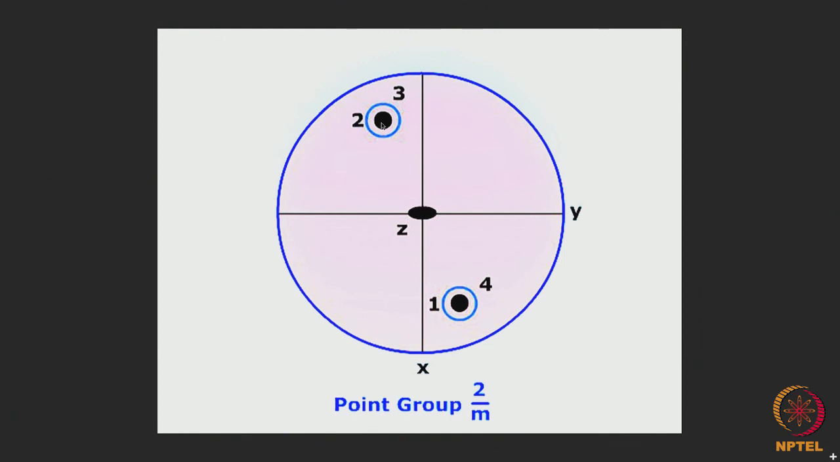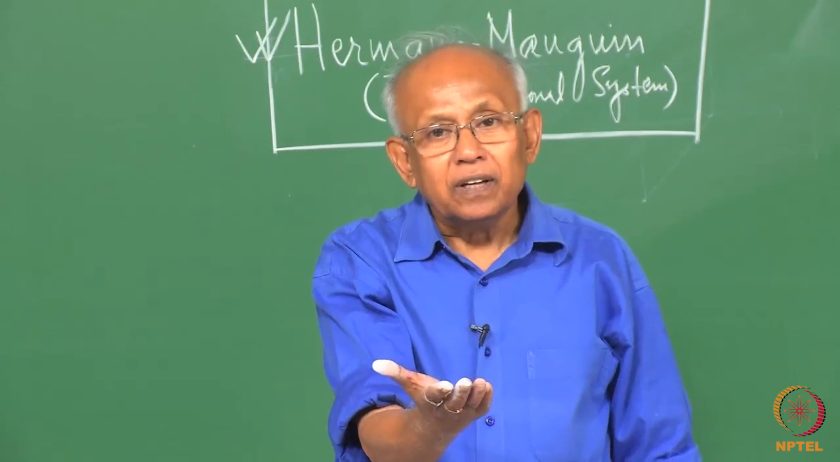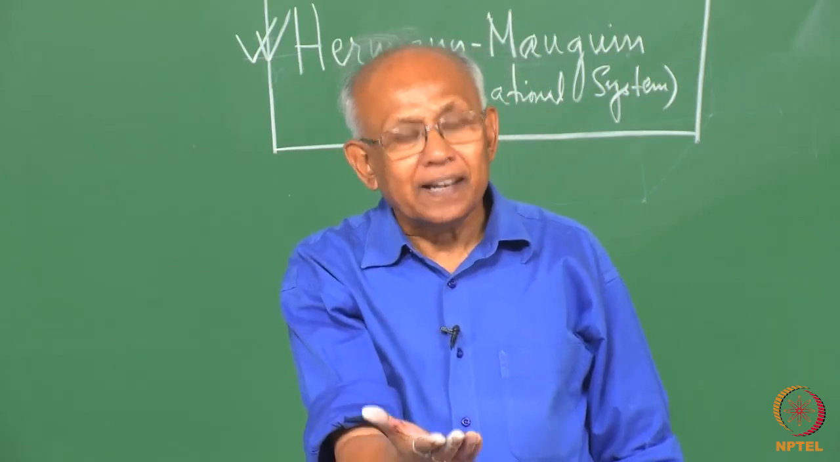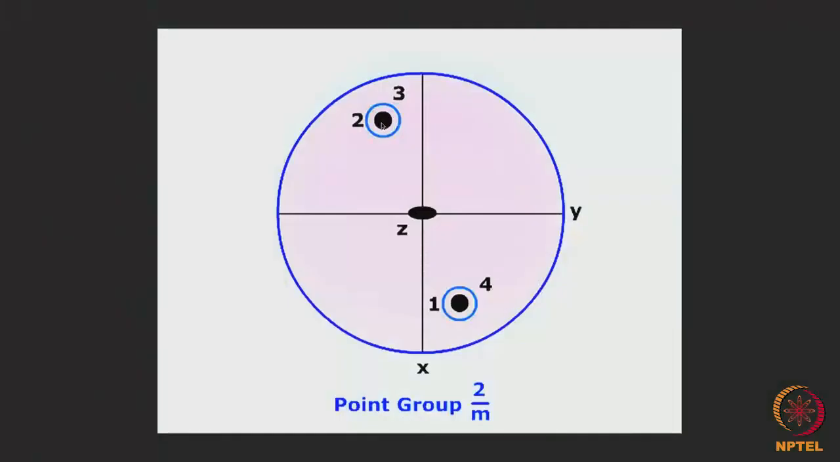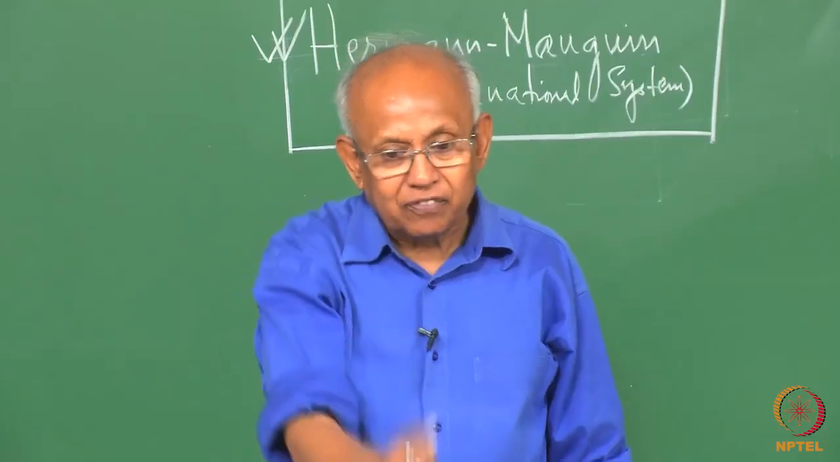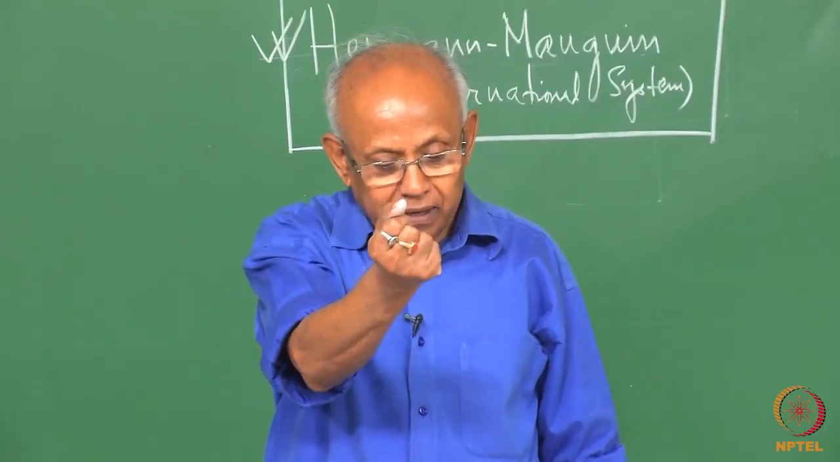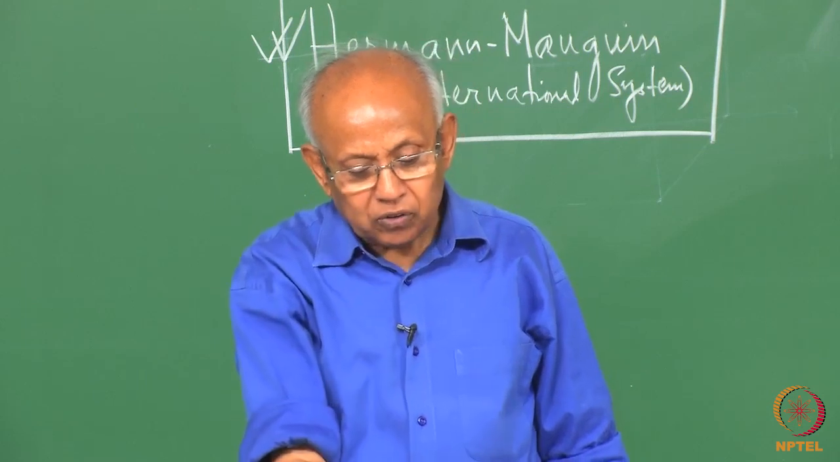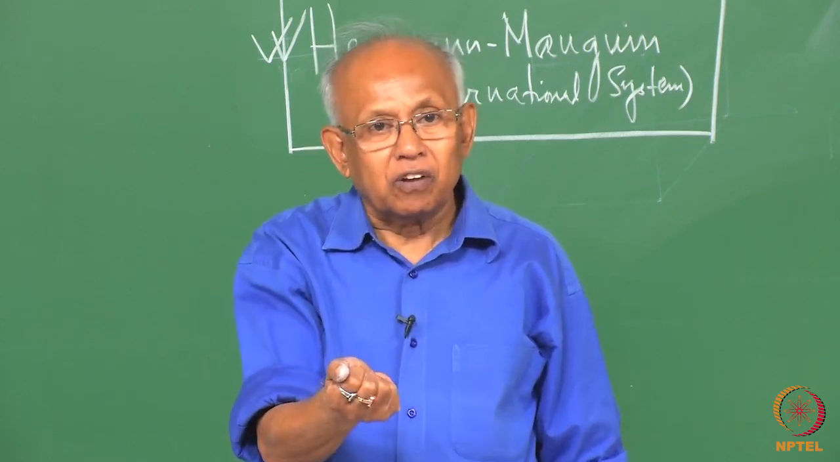So now the position of the points will be at a different level, not at the same level as 1 and 2, because the mirror is lying parallel to the surface, parallel to the plane here. So point 2 will produce point 3 by reflection through this horizontal mirror, and point 1 will produce point 4 by reflection through the horizontal mirror.